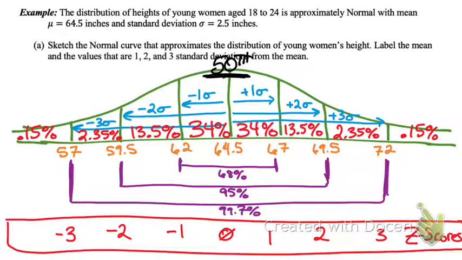16. So, what percentile is someone at if they are one standard deviation below average? The 16th percentile. This is the 16th percentile. Guys, what percent of data is less than 59.5? So what percentile is that?